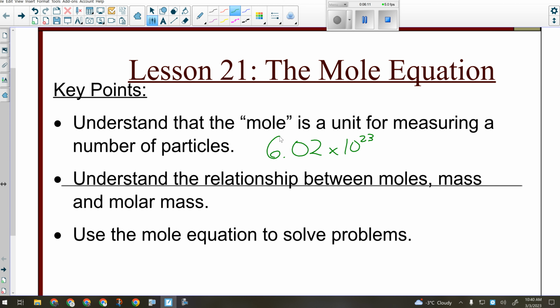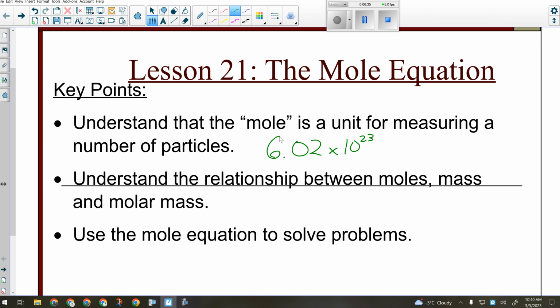So if I had 6.02 times 10 to the 23 atoms of lithium, it would have a mass of 6.94 grams. If I had 6.02 times 10 to the 23 atoms of lead, it would have a mass of 207.2 grams. Because lead atoms are way bigger than lithium atoms. They have way more protons, neutrons, and electrons.